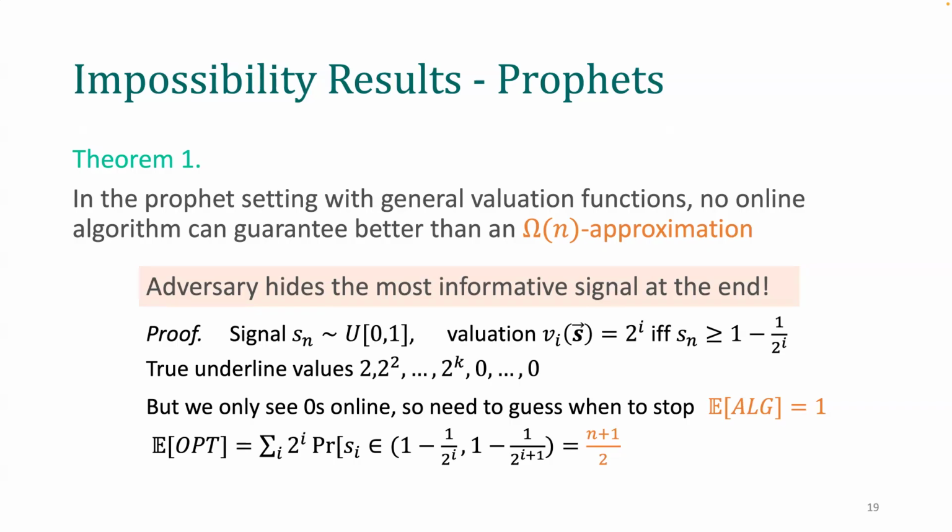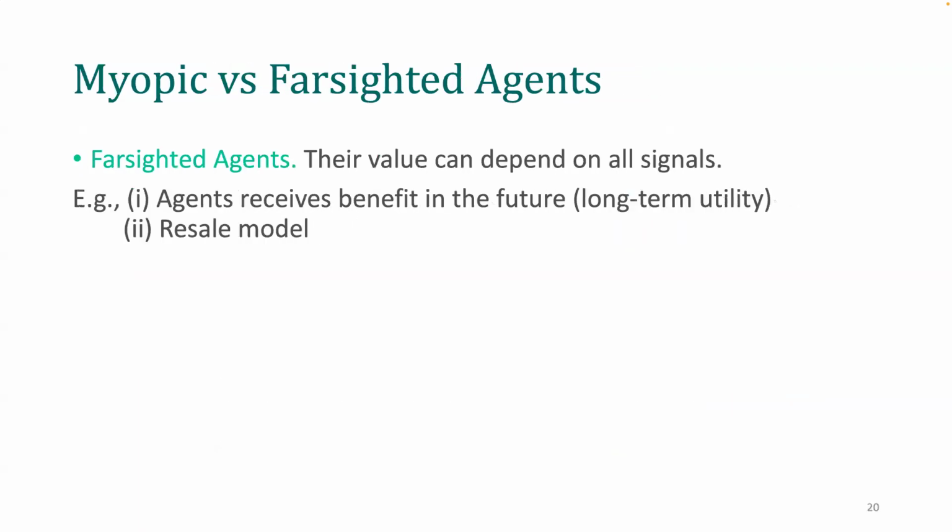To circumvent this impossibility result, or have something more interesting to say, it's important to realize that this instance has what we call far-sighted agents, right? So the agents' values can depend on the signals of the future. This makes sense in some settings, because maybe what you want to buy is a long-term investment, and it makes sense to think about how all the agents will act given the information they have. So it makes sense in some model of resale settings.